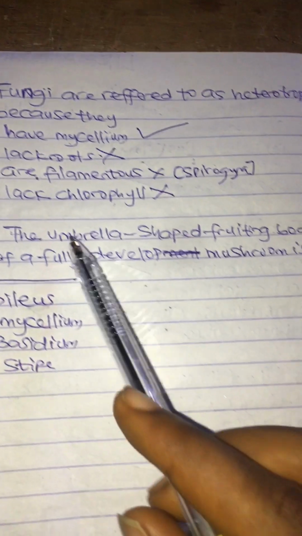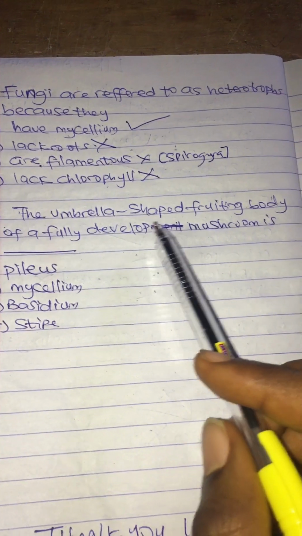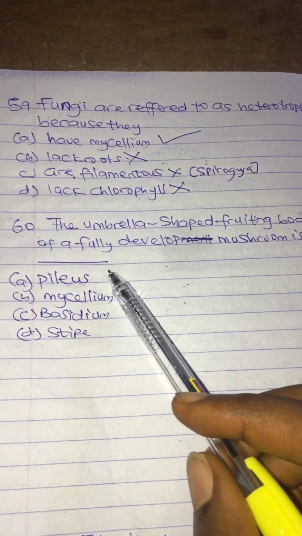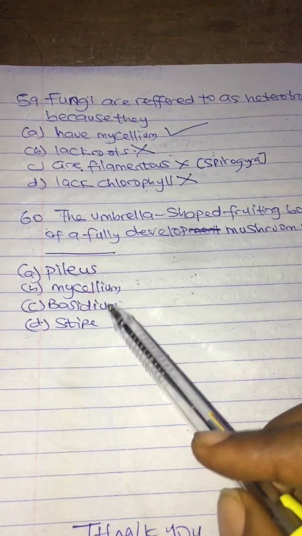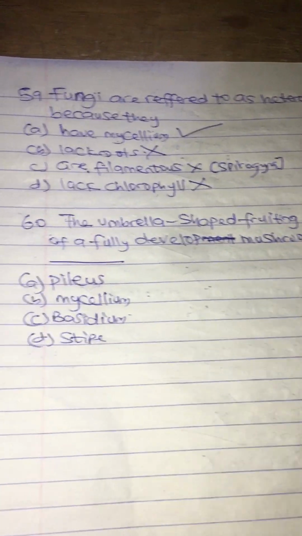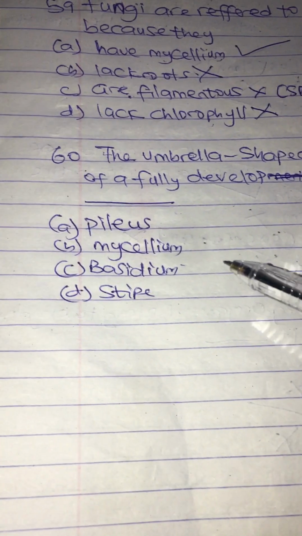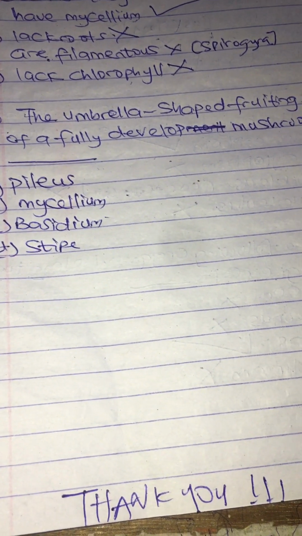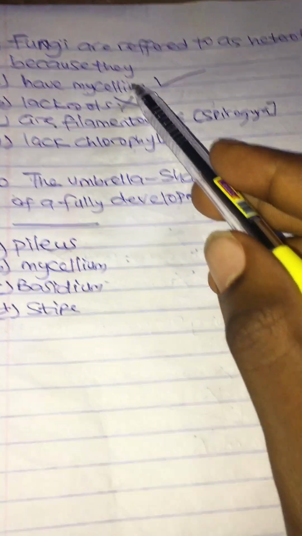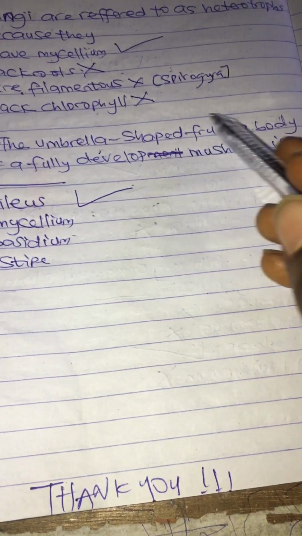So they are referred to as heterotroph because they have mycelium. So now to the last question for episode 3. The umbrella-shaped fruiting body of a fully developed mushroom is dash: A. Pileus, B. Mycelium, C. Basidium. I know you guys may not be familiar with this word, but the most common word here is mycelium, and we talk about it, which makes fungi to be heterotroph. While Pileus is the umbrella-shaped fruiting body.